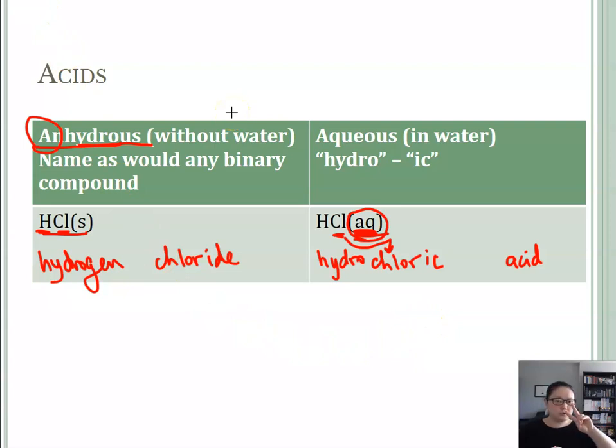So, two things. Make sure that it is in water, otherwise you're going to treat it like any other binary compound. If it is a binary acid, so you only have two elements, hydrogen and that one other one, then you're going to use this hydro-ic acid convention.